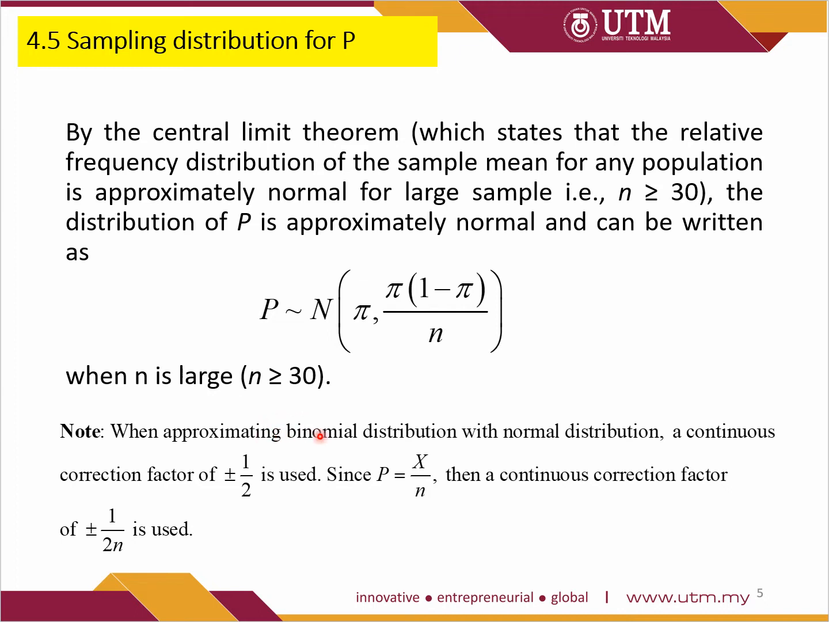When we approximate the binomial distribution with the normal distribution, we use the continuity correction factor of plus minus 1 over 2. Since the proportion is equal to x over n, a continuity correction factor of plus minus 1 over 2n is used. It is quite different from the normal approximation of binomial, where we use 1 over 2, but for the proportion we use 1 over 2n.